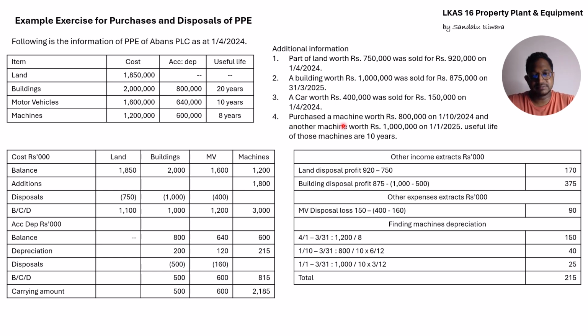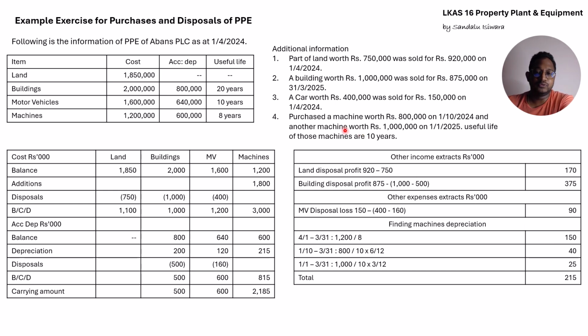And here it says purchase a machine worth 800,000 on 1st of October and the other machine on 1st of Jan. So the purchasing dates are different. Then you have to find out depreciation for each one separately according to the time duration of use, and then altogether you have to find out the total depreciation and record it in the property, plant and equipment note. So first of all, there is the existing machine 1,200,000 which has 8 years useful life, and the depreciation for the current year from that is 150.